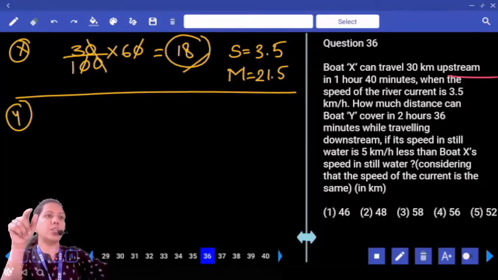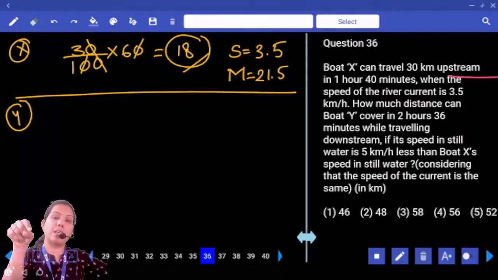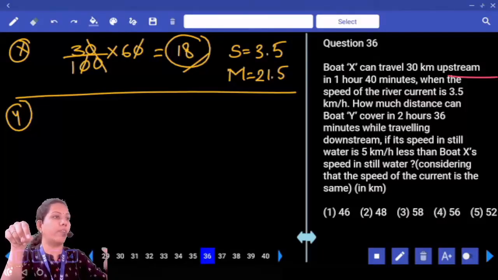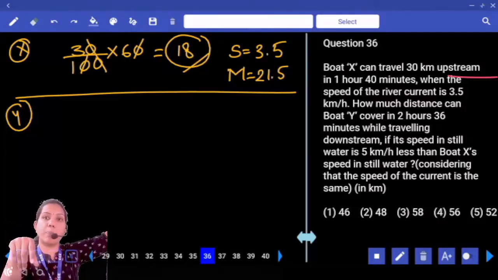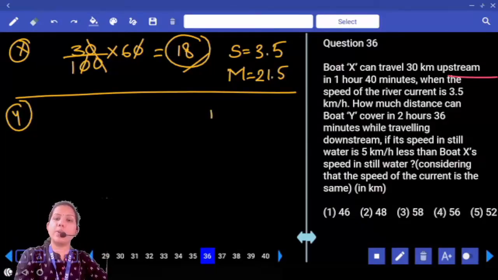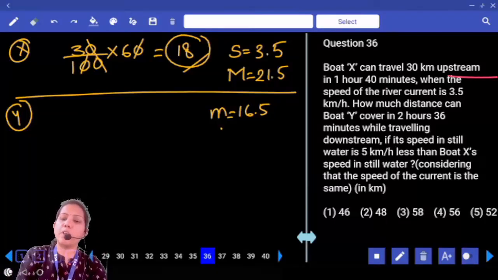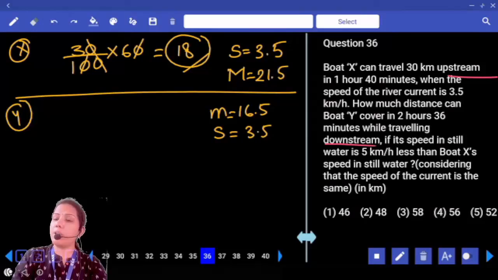21.5. In comparison with boat X speed, boat Y speed is more or less? Less by how many km per hour? 5. So it is 21.5 X value. Then what is Y value? 21.5 minus 5. Then what is M value here? 16.5 is the speed of boat in still water for boat Y. And speed of stream is the same for X and Y also. What is the speed of the stream value? 3.5. And it is a downstream information.